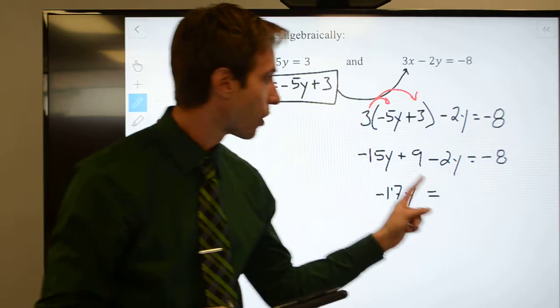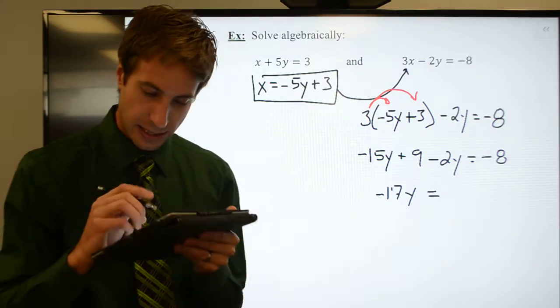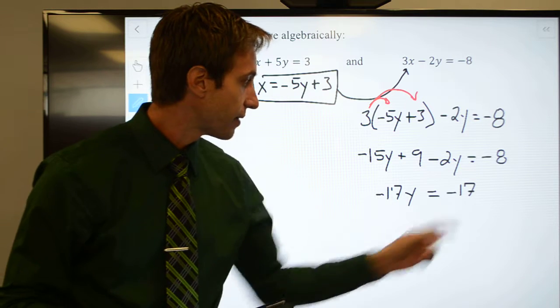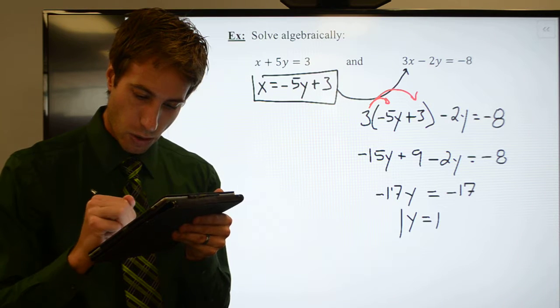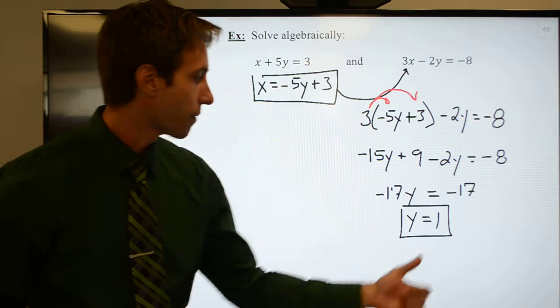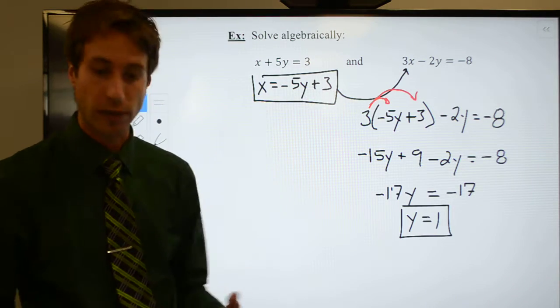I'm going to subtract the 9 to the other side, and what do you know? You get a -17. -17 divided by -17 means that y is equal to 1. Awesome. Well, now all I need to do to finish this problem off is plug y back into the equation where I'm solving for x.